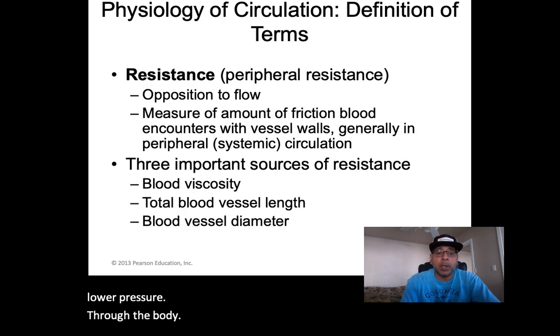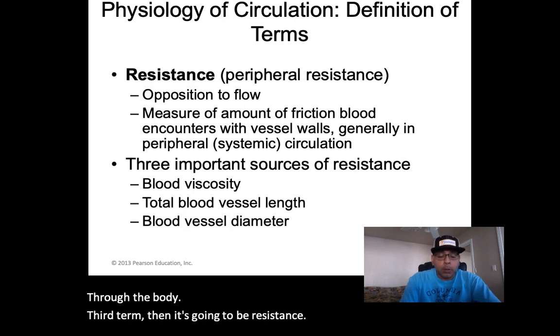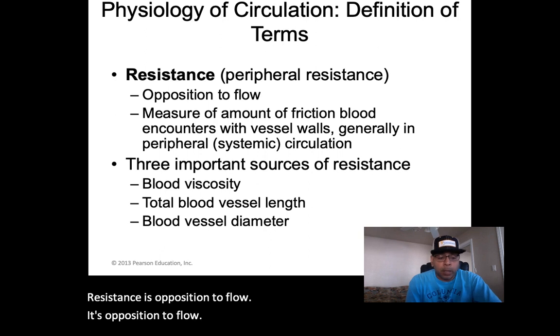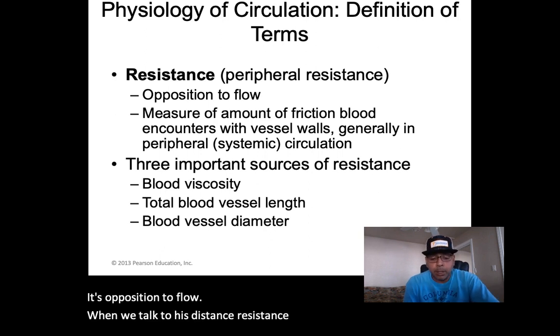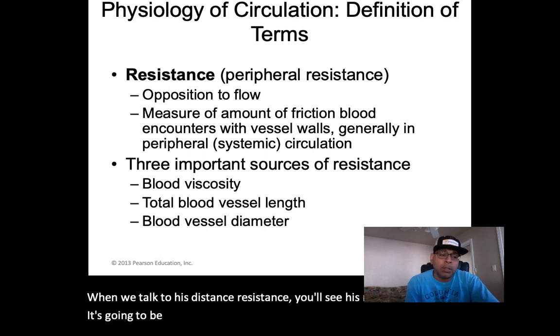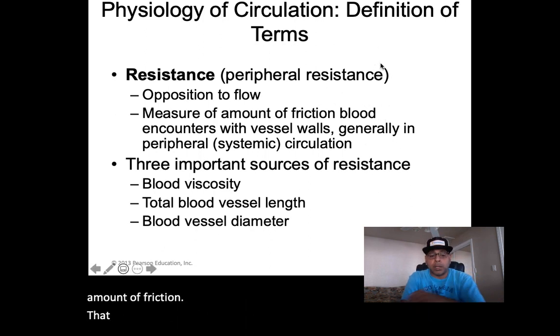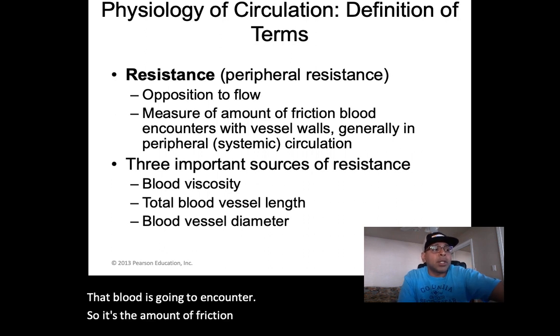Third term then is going to be resistance. Resistance is opposition to flow. When we talk resistance, it's going to be measured as the amount of friction that blood encounters as it passes through the vessels.